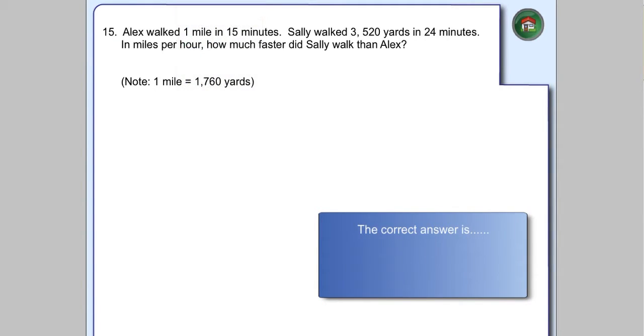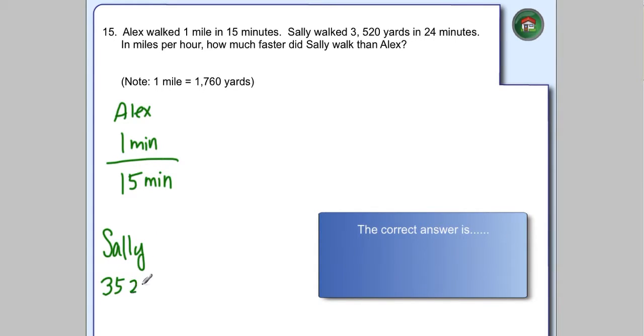Okay, so this one, Alex walked 1 mile in 15 minutes, and Sally walked 3,520 yards in 24 minutes. In miles per hour, how much faster did Sally walk than Alex? So Alex walks 1 mile per 15 minutes, and Sally walks that many yards in 24 minutes. Now I need to compare these in miles per hour. Oh, sorry, this should say 1 mile.